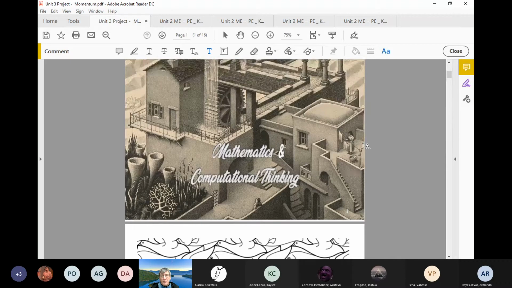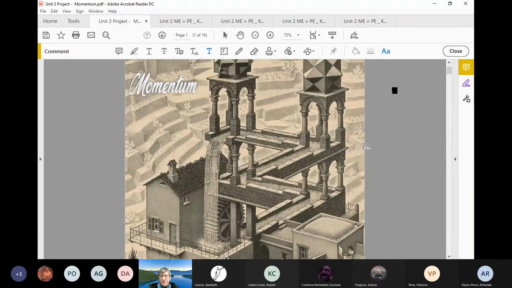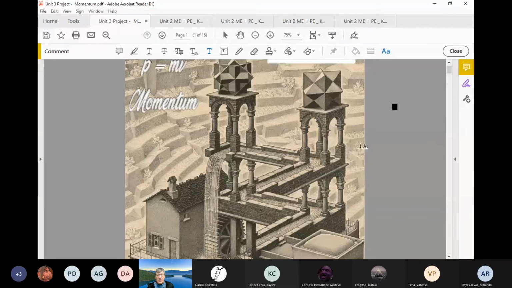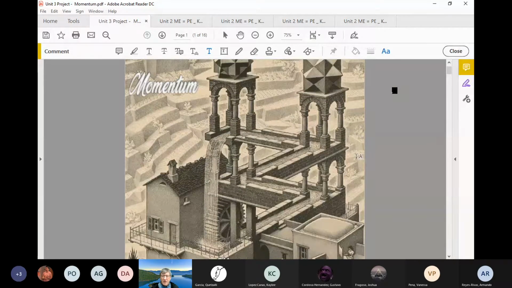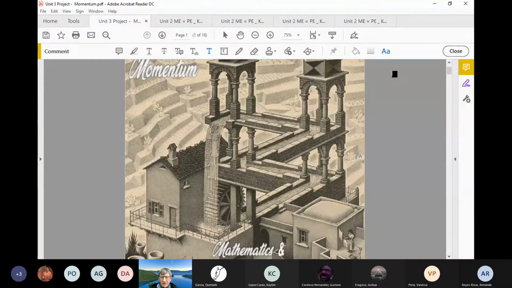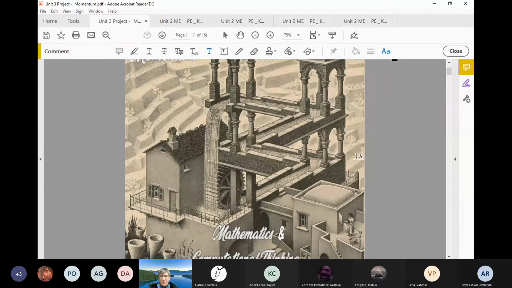I think Escher's work is pretty amazing. It's pretty famous. I'm sure you can find plenty of images online if you look him up. It's kind of fun to look at these things and try to figure out how he made the impossible seem possible.